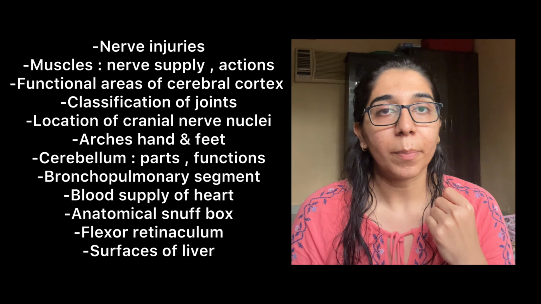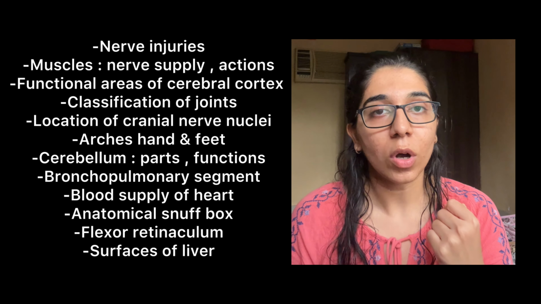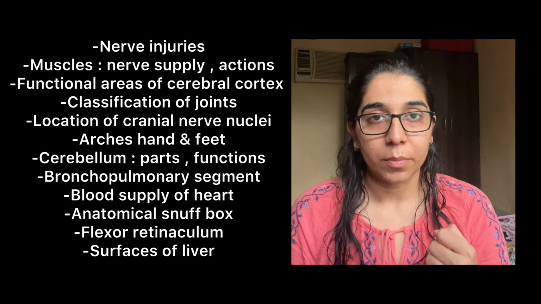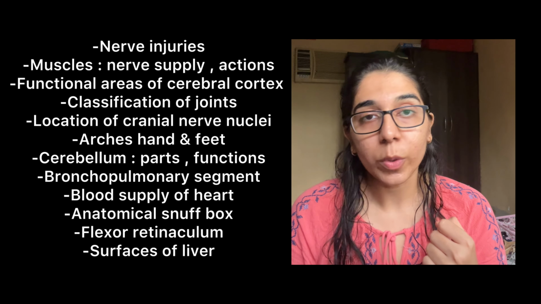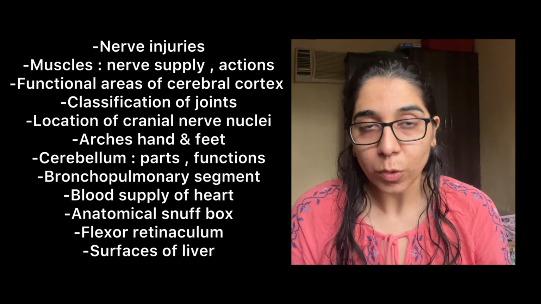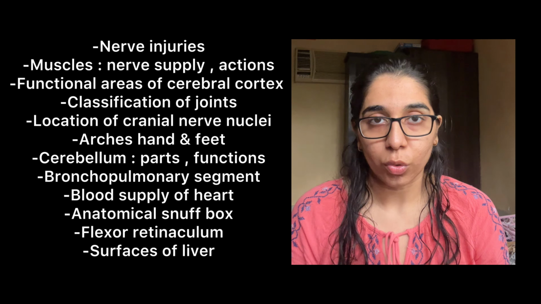Then in peripheral nerve injuries, you need to know about the nerve injuries of the upper limb as well as lower limb. So what will be the clinical presentation? What will be the deformities that will be seen? All you need to know.